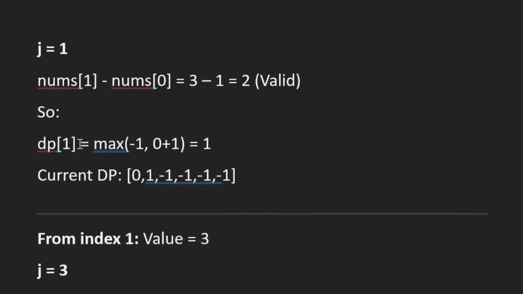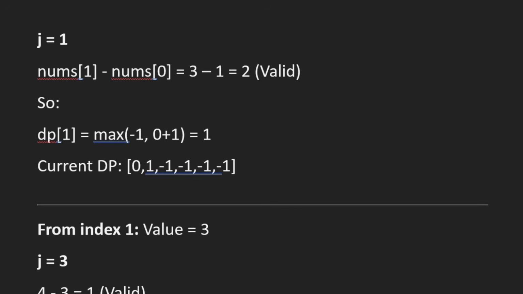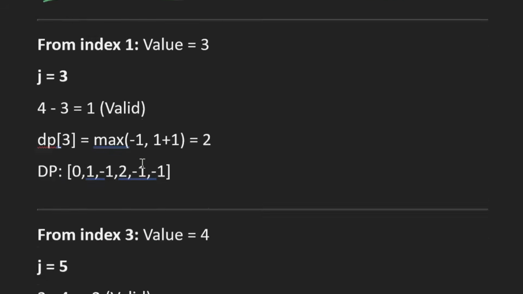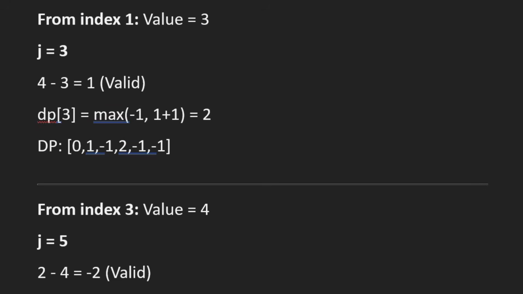So first we see j is equal to 1. At j is equal to 1, the difference is valid. So dp of 1 is equal to the maximum of the stored value, which is -1, and the current value at 0 plus 1, so it's 1. This way, from i is equal to 0, we check all j values and update our dp values. Then we move to the next index, index number 1.